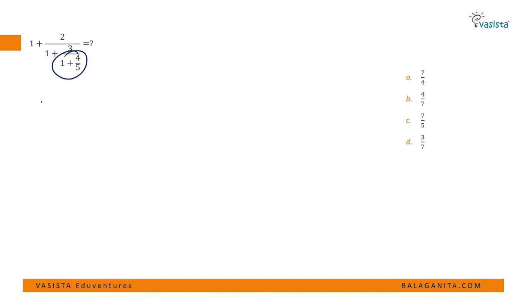Let me solve. What they have given here is 1 plus 2 divided by 1 plus 3 divided by 1 plus 4 by 5. Let me go with this first, that is 1 plus 4 by 5. So what does it give? 5 is the LCM, so take LCM 5. 1 5s are 5, plus 4, which is going to become 9 by 5.